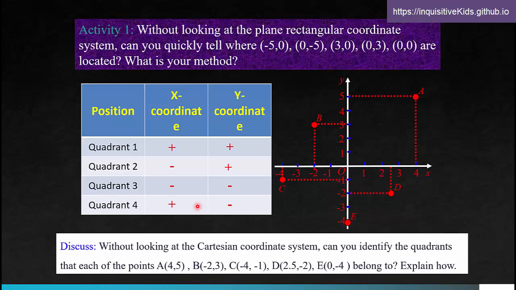So without looking at the Cartesian coordinate system, can you now identify the quadrants that each of the points A, B, C, D, and E belong to, and explain how? Well, I'm just going to leave this activity to you, because all you have to do is refer to this chart. For example, A has a positive x and y coordinate, and that means that it belongs in quadrant I. Remember, if it has a coordinate of 0, it's not in any quadrant. It's either on an axis or on the origin. 0 is neither negative nor positive.